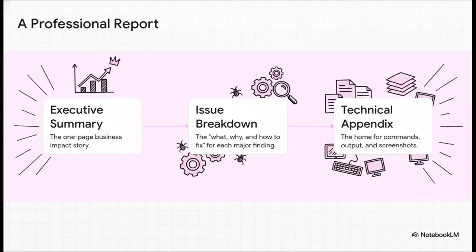Now, once you have your important findings, the report itself needs a clear structure. Just think of it in these 3 simple layers. First, a 1-page summary for the executives. This tells the story of business impact. Second, a detailed breakdown for the developers and engineers, the what, the why, and how to fix it. And finally, an appendix with all your raw data, your commands, your screenshots, your proof. This way, everyone gets exactly what they need and nothing they don't.